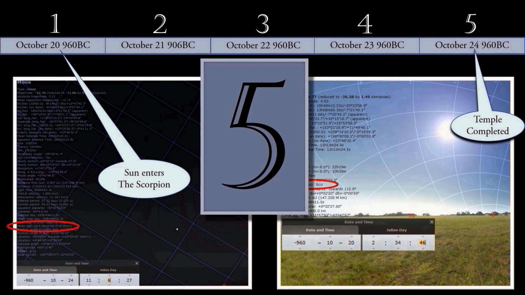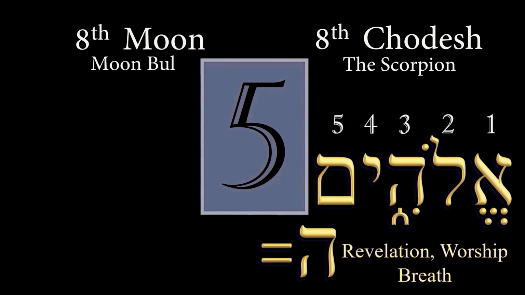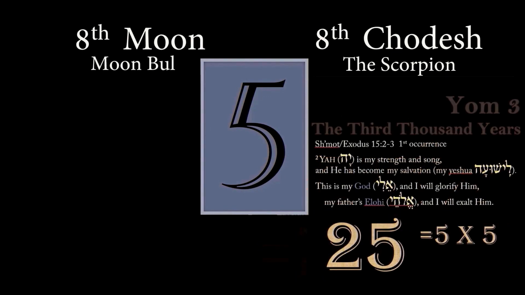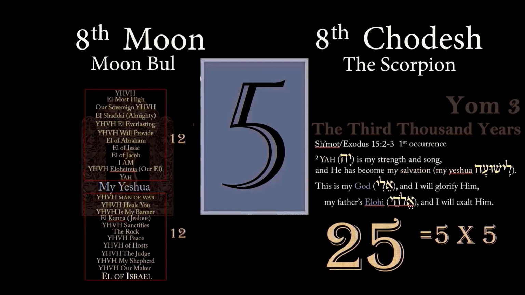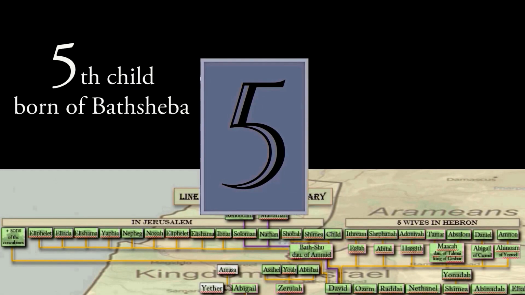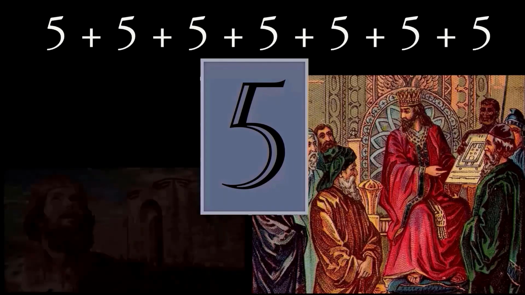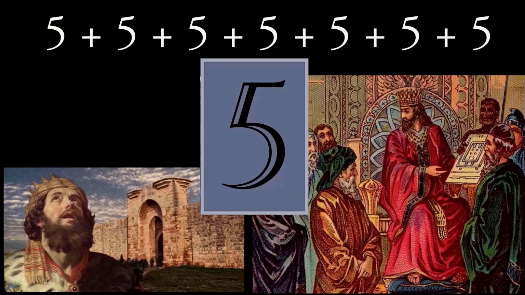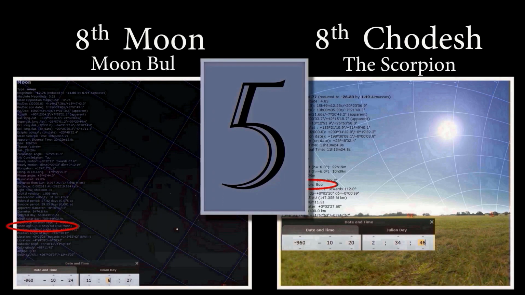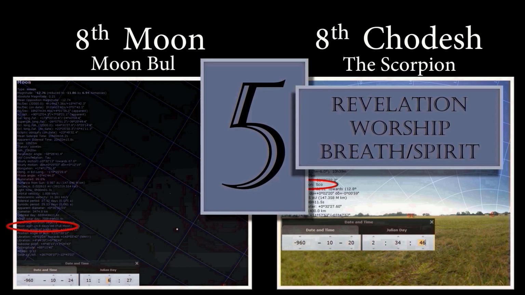If you watched Elohim, the third word, you know how many times 5 was revealed. Elohim's name has 5 letters. Scripture revealed 25 descriptors of his character in the 3rd millennium. Solomon was the 5th child born of Bathsheba, as well as the 10th named son of David. Solomon became king 35 years after his father was king over all of Israel. There were just so many 5s. And here we have 5. It was on the 5th day of the 8th Kodesh. And 5 means revelation, worship, breath, or spirit.